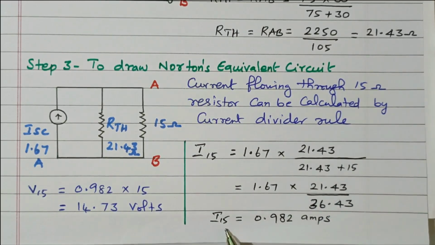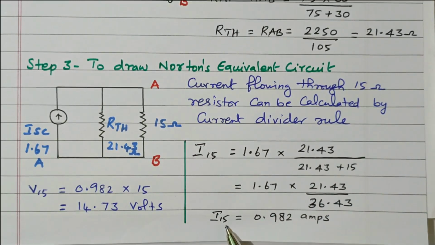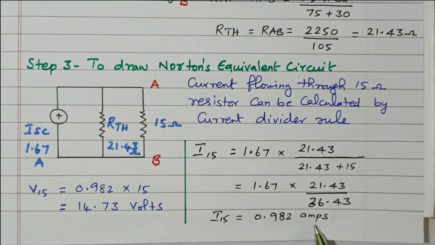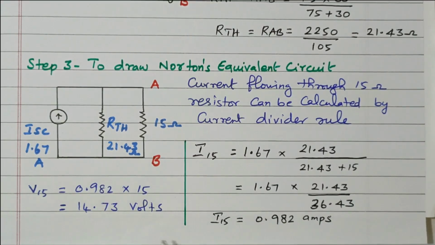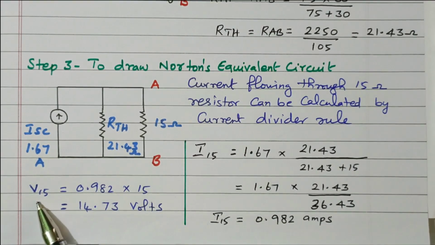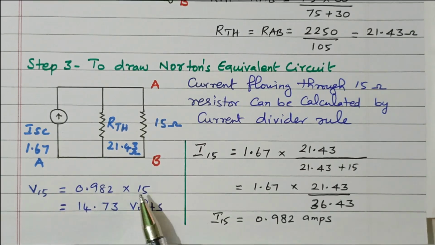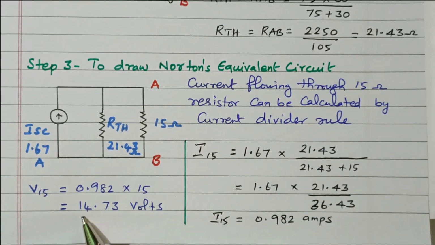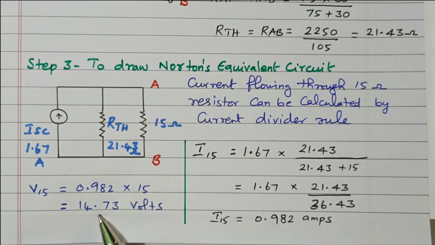So the current flowing through the 15 ohm resistor, which is what the question asks for, is 0.982 ampere. From this value we can find the voltage across it. V equals I into R. I is 0.982 ampere, what we calculated now, into resistance 15 ohm, so 14.73 volts. The voltage is not asked, but we are able to find the voltage also.